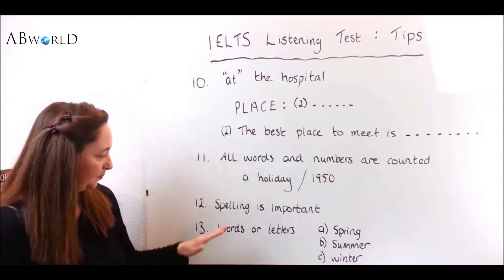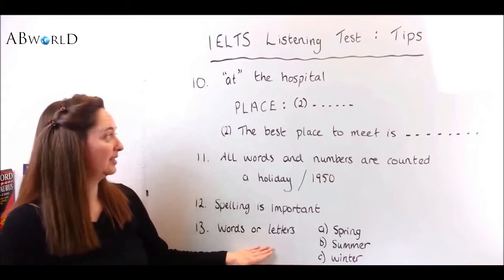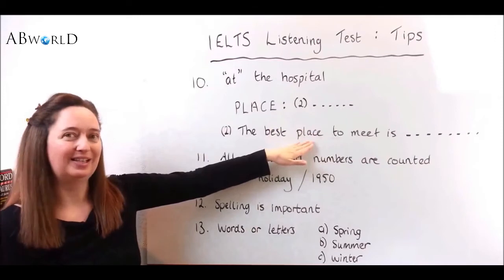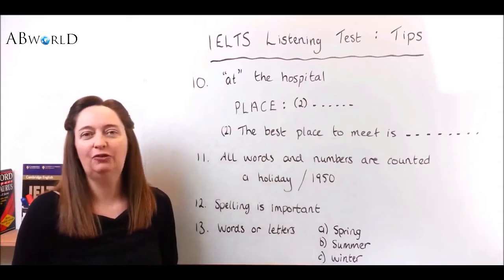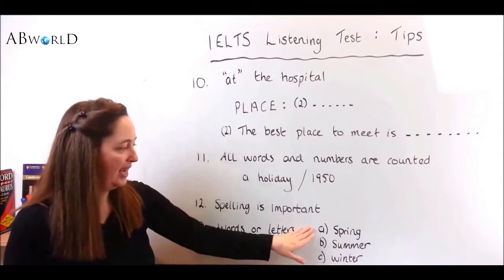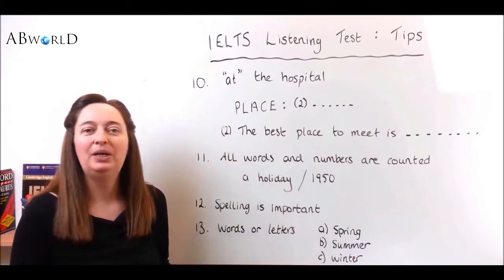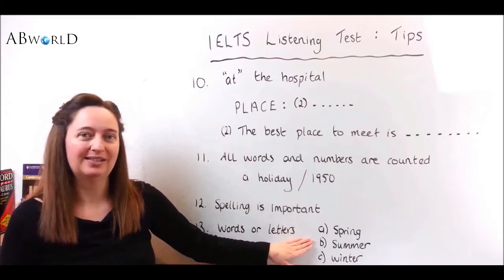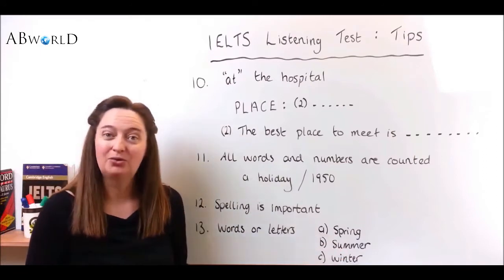Number 13, should you write words or letters on your answer sheet? Now that's very important. You can see here we need to write a word, or here we need to complete the sentence with one or more words. But if it's a multiple choice, that's different. The instructions tell you to choose the correct letter. So that means we've got A, spring, B, summer, or C, winter. Now, when we choose our answer, for example, B, we need to write B on the answer sheet. If you write summer on the answer sheet, it is marked wrong.